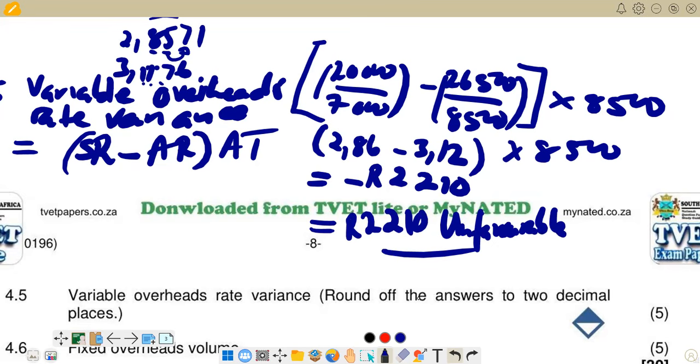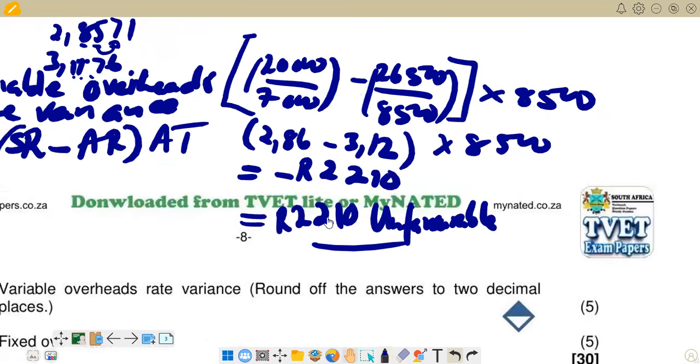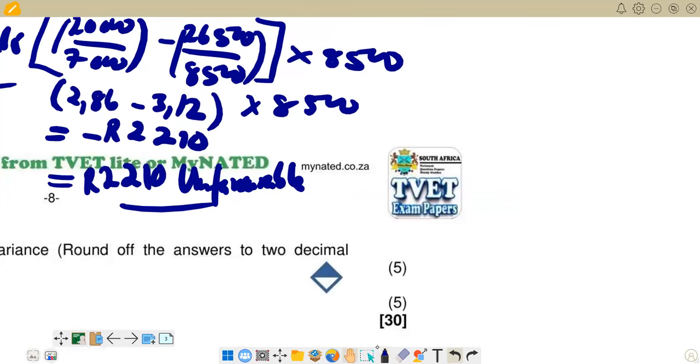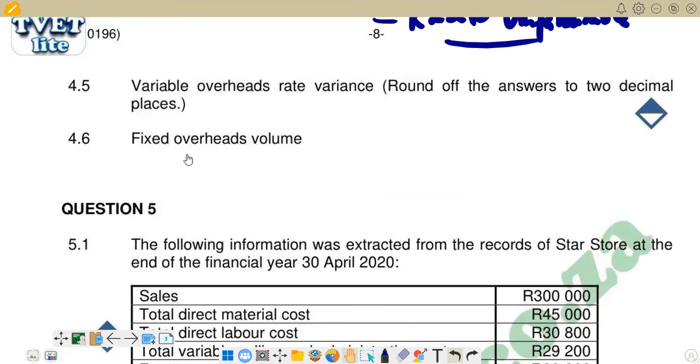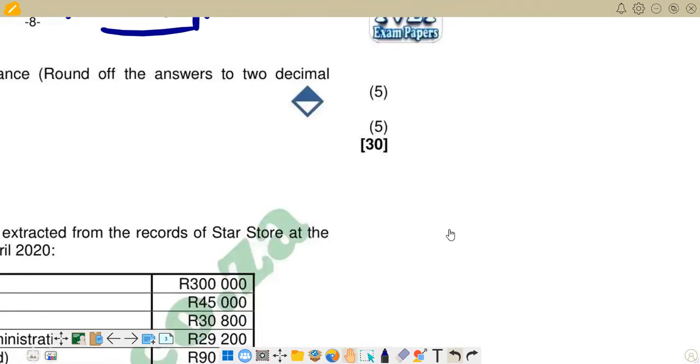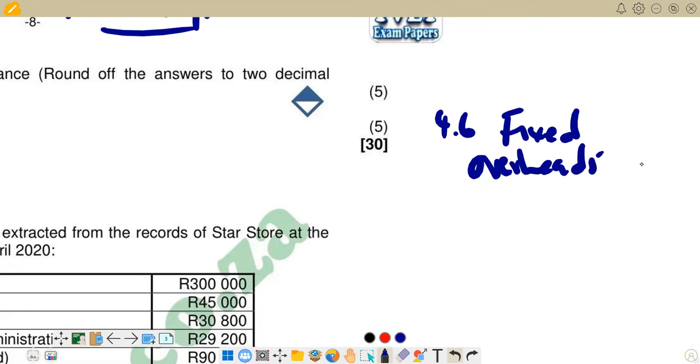Then the next one that we want to look at is 4.6. So we are now on 4.6, and we can see what we have. 4.6 is saying fixed overheads volume. So we try again to put the formula down in terms of fixed overheads volume.